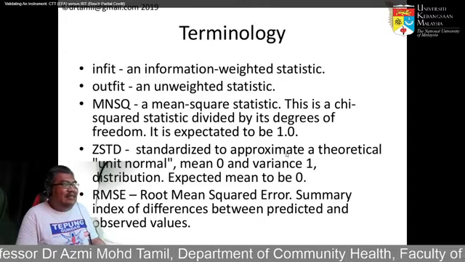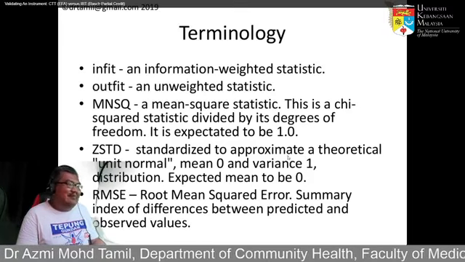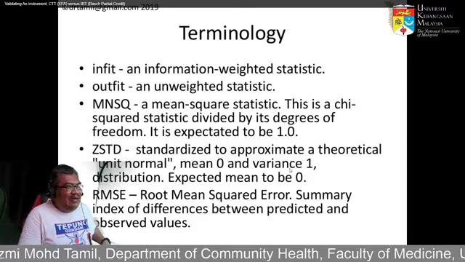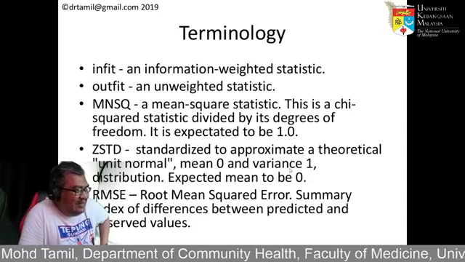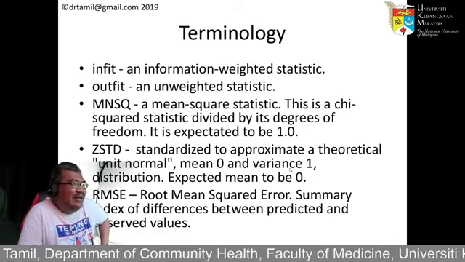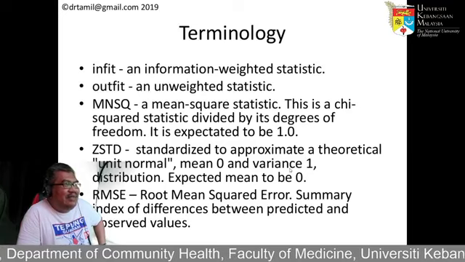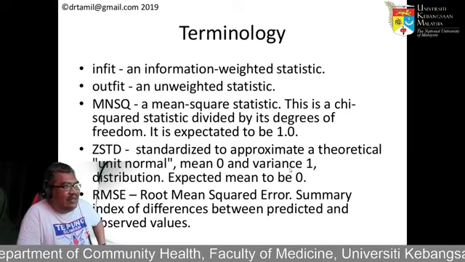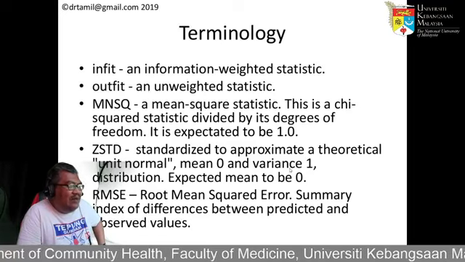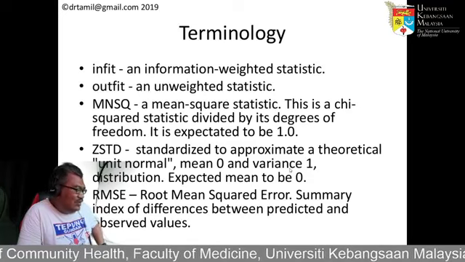There is some terminology here that is very difficult to understand. To be frank with you, the first time I attended the class, they talked about infit, outfit, mean square, ZSTD, root mean square error. I said, what the hell are these people talking about? So just take note: infit refers to the information-weighted statistic. Outfit is the unweighted statistic. Mean square is the mean square of the statistic divided by the degrees of freedom.